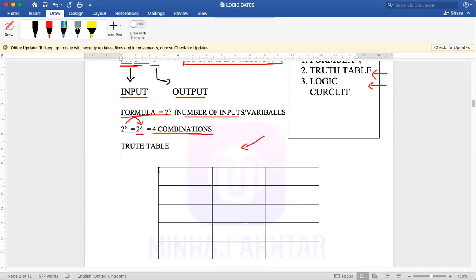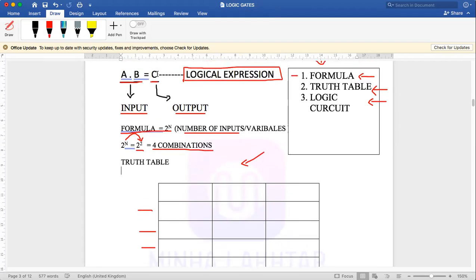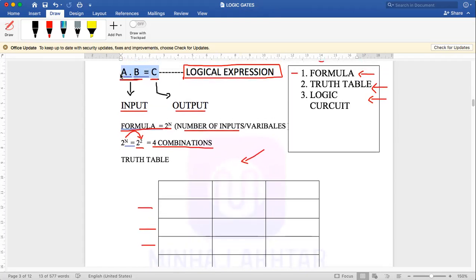Now we're going to make a truth table. As you know, 4 combinations are there. So we are going to draw the 4 combinations. Look, 1, 2, 3, and 4. Now see the logical expression A and B equal to C. This is our logical expression. How many variables do we have? 3. No. You need to only count input. Input 2. Okay, tell me the name of the variables. A and B. And what is the resultant of A and B? C. Of course, C. Very good.